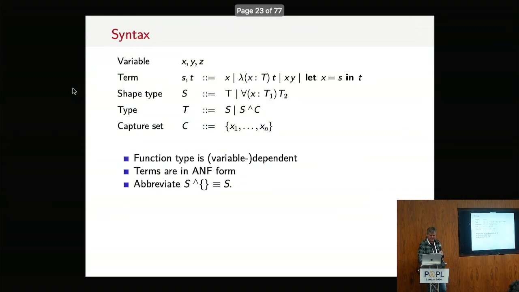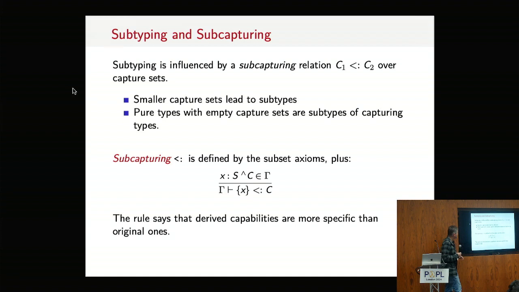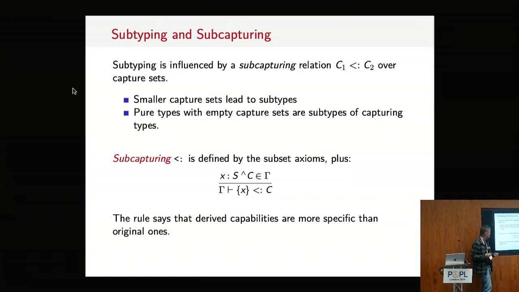So we have a subtyping discipline over this, and subtyping is influenced by a subcapturing relation over capture sets. So there's a relation between capture sets, and this subtyping rule says that if two shape types are in the subtyping relation and the capture sets are in the subcapturing relation, then the full types are in the subtyping relation. So smaller capture sets would give us subtypes. Essentially the type that can do anything is a supertype of the type that can do nothing, that is pure. And pure types with empty capture sets are subtypes of capturing types that capture anything.